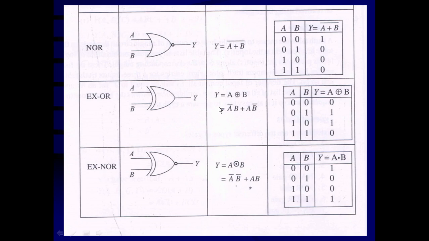What is the logic symbol for that one? For the XOR gate, the logic symbol is nothing but A direct sum B, or you can expand it in the Boolean expression as A bar B or A B bar. In the case of the XNOR gate, it is A direct product B, and the Boolean expression is A bar B bar or AB. This way, these are the important gates you should understand properly.